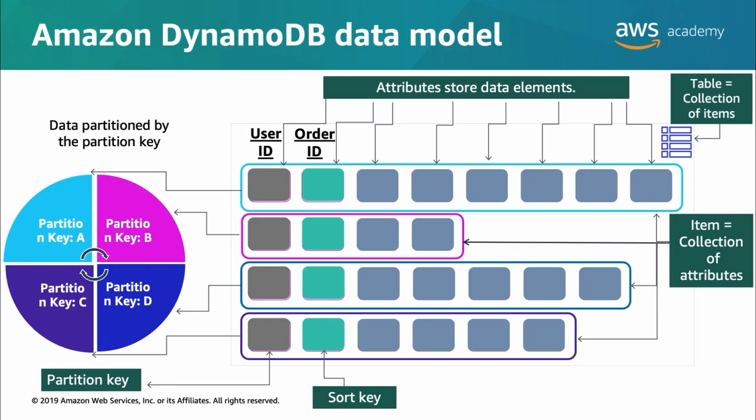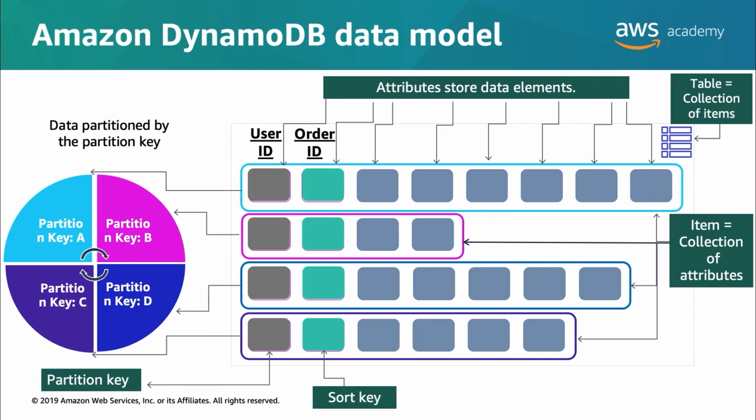A table has a primary key that uniquely identifies each item in the table. There are two types of primary keys. First, there is the partition primary key. The primary key consists of a single attribute, which is the partition key. DynamoDB builds an unordered index on this primary key attribute. Each item in the table is uniquely identified by its partition key value.